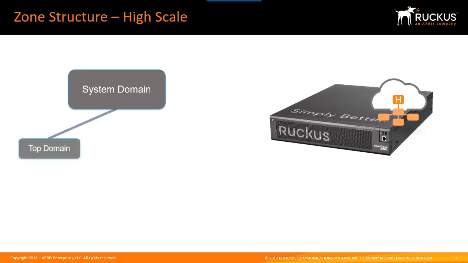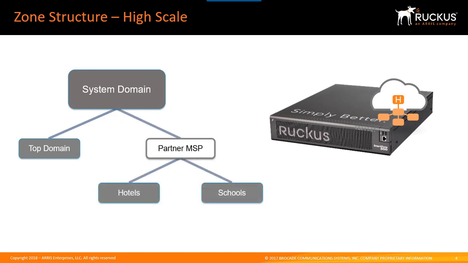You can create subdomains directly underneath the system domain that are managed by the system admin of the entire SmartZone domain. And then on the high scale, you also have the option to create partner domains. These partner domains can be semi-managed by the partner, so they are responsible for the management of domains underneath that particular domain, but still fall under the system domain hierarchy.